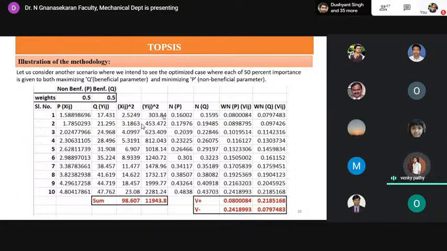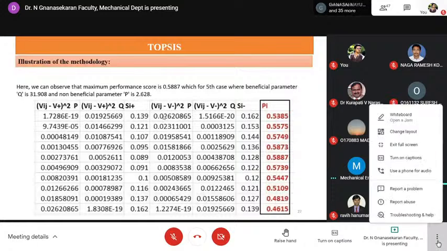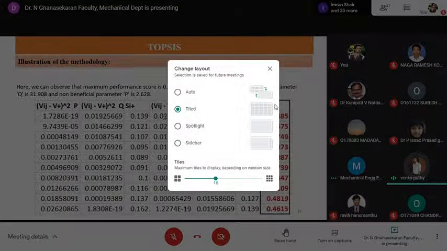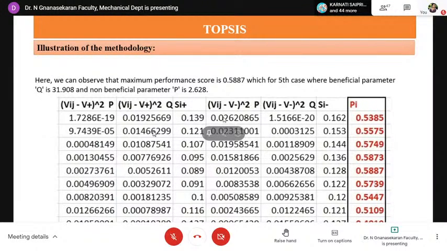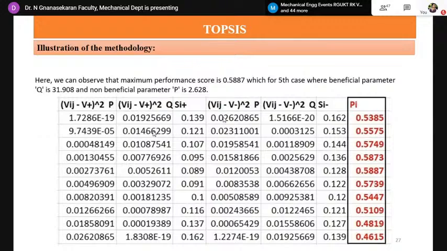Let us see the different weightage now. If I give equal importance, 50% importance to the non-beneficial parameter pumping power and 50% importance to the heat dissipation, now our solution is going to change. When you follow the same methodology and do the performance score at the end, you are going to get a different value. For example, in this case, we are getting 0.5887 to be the highest performance score among the values given here. This refers to the fifth case where the beneficial parameter is now going to be 31.908 for Q and the non-beneficial parameter is going to be 2.628, which is different from the previous case.